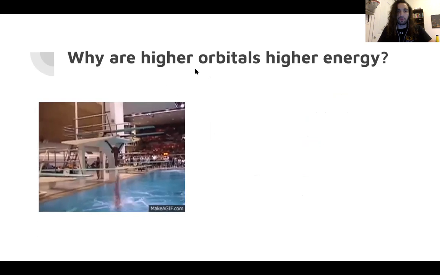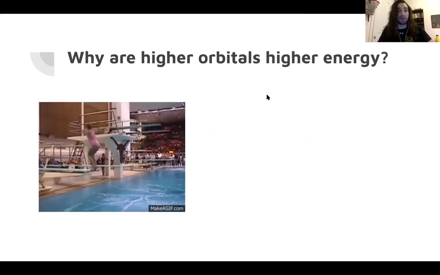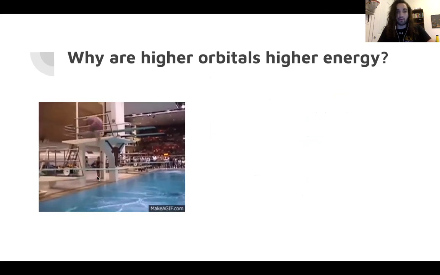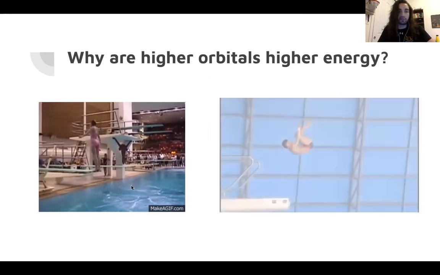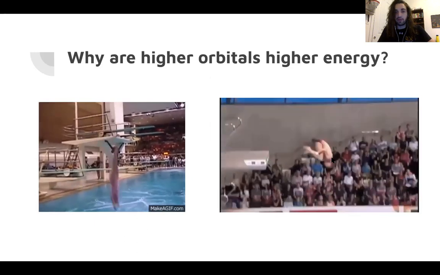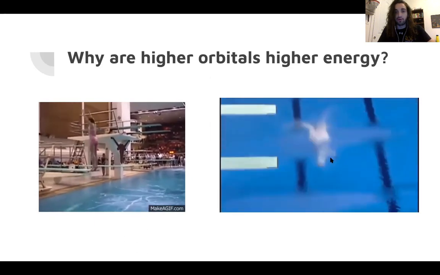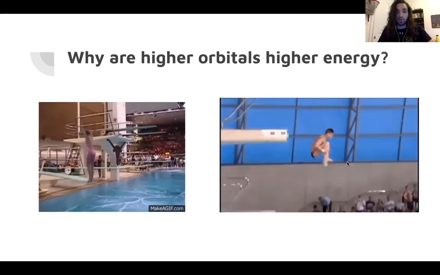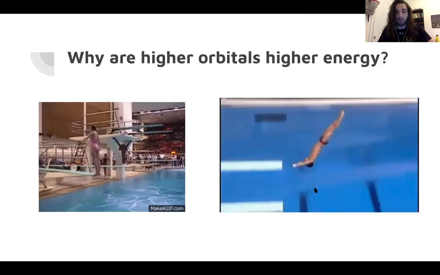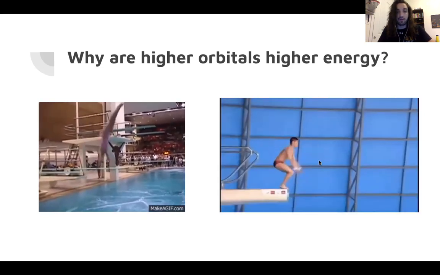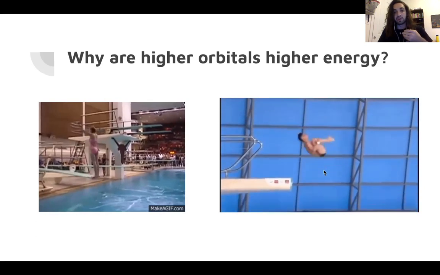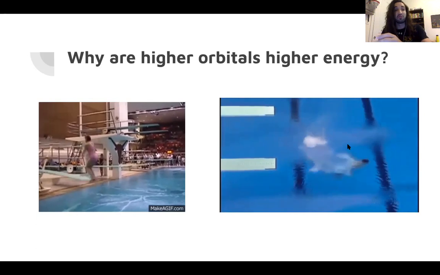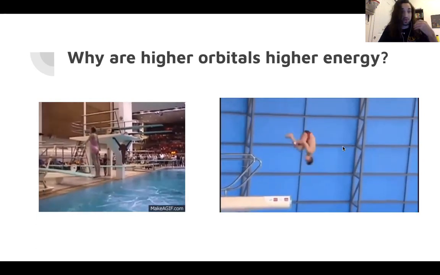So you could think, why are higher orbitals higher energy? Why are these higher dives more exciting? Well, think about this. This is a diving board close to the water. That's kind of exciting. Or think about this dive that is really high off the water. That's really exciting. You can do all sorts of crazy flips in all the space that you have. There's a lot of force. That's a lot of energy. By the way, this is one of the Chinese divers, the Chinese national team. They're so insanely good. The reason that this looks so perfect is because they are extremely good at this sport.